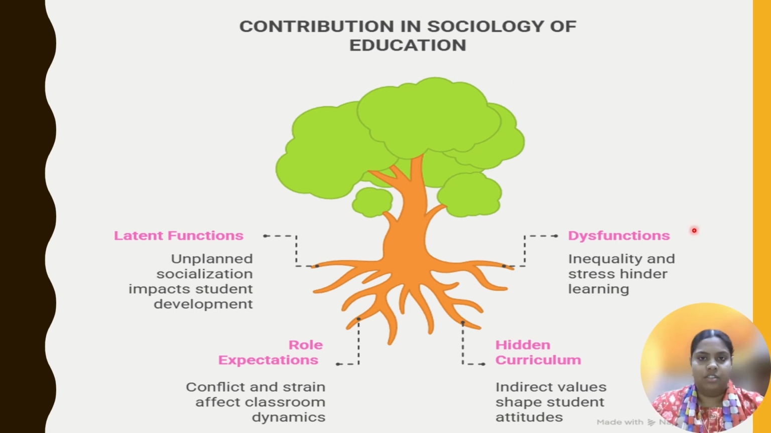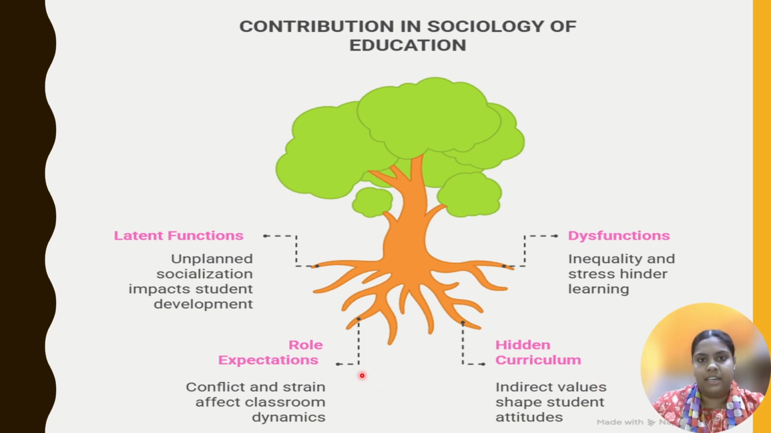First, dysfunctions. According to him, inequality, discrimination, and stress hinder the learning of an individual in the society. Next, hidden curriculum. According to him, hidden curriculum, like various different kinds of values like empathy, sympathy, care, and helpful nature, shapes the student attitudes towards other individuals in the society.